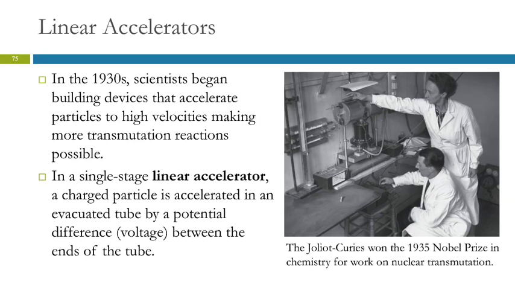So we get a charged particle in an evacuated tube, and it gets accelerated by a potential difference between the ends of the tube. So if you have a positive charged particle, it will be attracted to a negative voltage, and so you can accelerate it that way. This is a picture of the, I'm not even going to try to say the name. One of those is a child of Marie and Pierre Curie. They won the Nobel Prize in 1935 for working on nuclear transmutation. It's like modern alchemy.